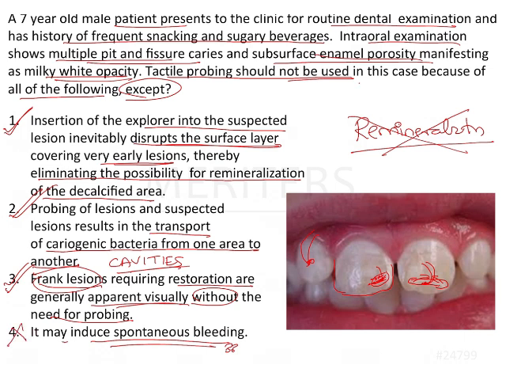So here they have asked us, tactile probing should not be used because of all of the following except. So this is the option that does not make sense as a reason why we should not do tactile probing. Hence this is the answer for our question.